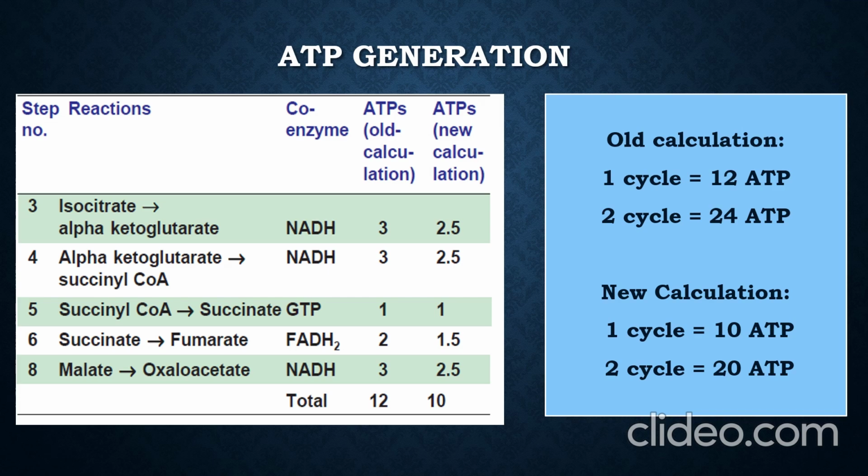But according to the new calculation, 1 NADH will give rise to 2.5 ATP. So 3 NADH will produce 7.5 ATP molecules. 1 GTP, which is equal to 1 ATP, and 1 FADH2 molecule produces 1.5 ATP. So totally 10 ATP molecules are generated in one cycle. For 2 cycles, totally 20 ATP molecules are generated.